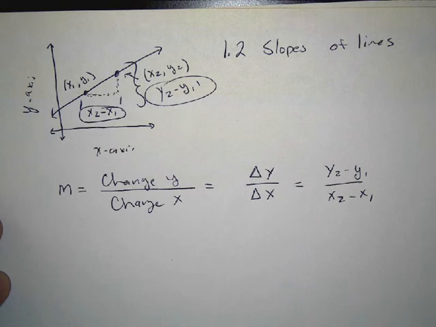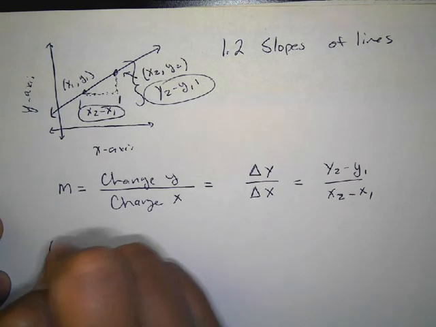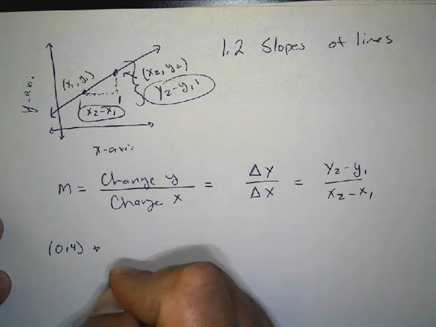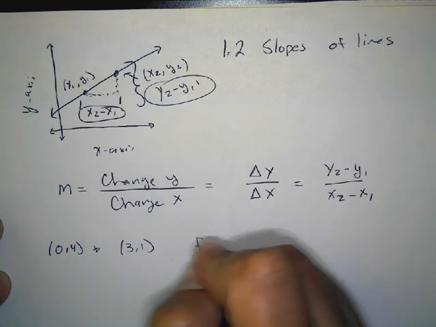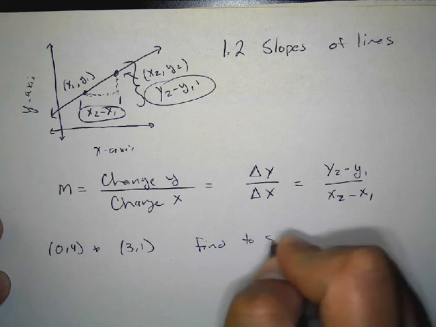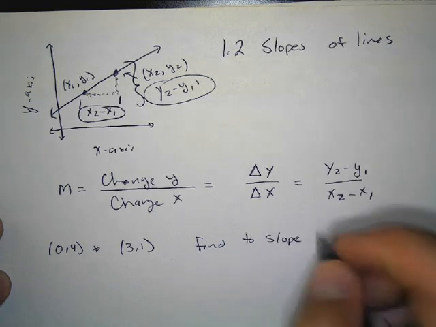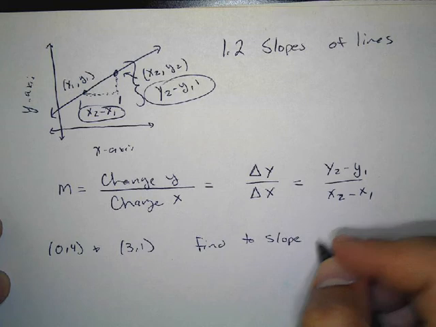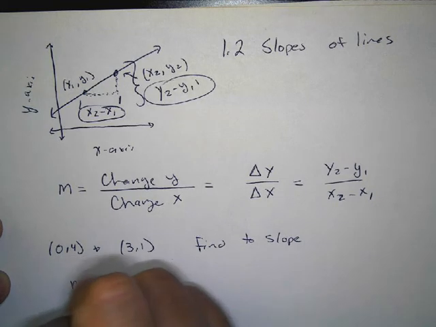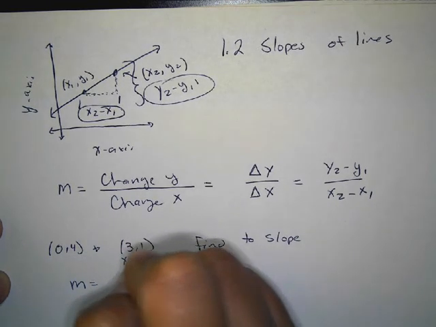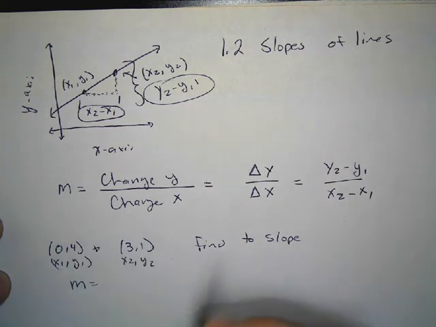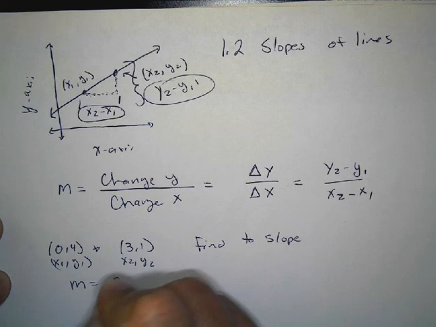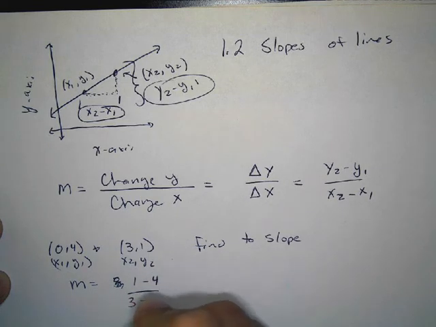So if I gave you 2 points, and I said, given the points (0, 4) and (3, 1), find the slope between these 2 points. So slope, and we'll call this guy x2, y2, and this guy x1, y1. And we're going to take the change in y all over the change in x.